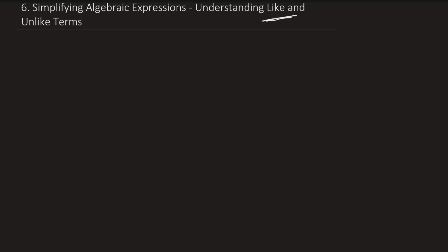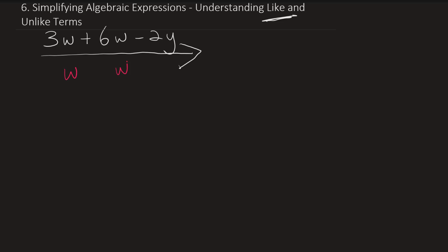Let's take a look at some examples. This first one, 3w plus 6w minus 2y. Now, a good tip, always start from the left, don't jump in the middle, start from the left and read your expression in this direction. So the first variable we come across is a w, and the second one a w as well. That means these two terms are like terms. The next variable in this expression is a y, so it is an unlike term.